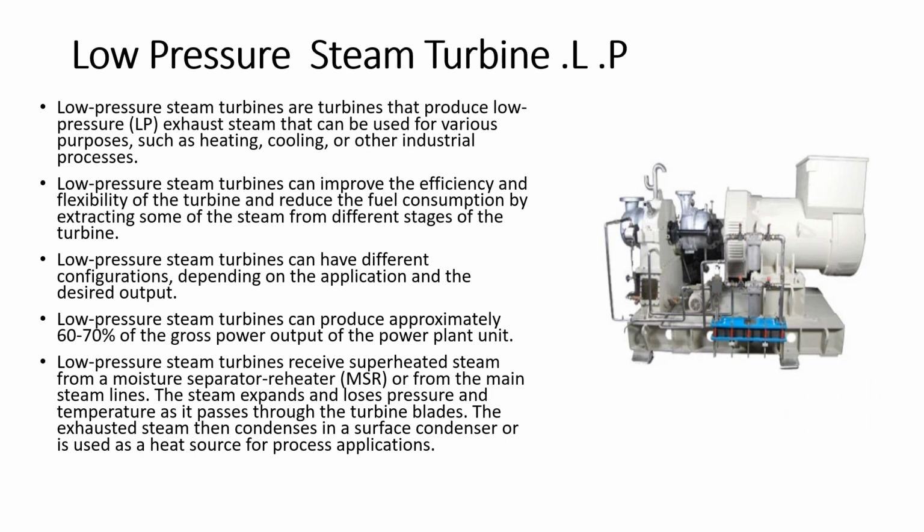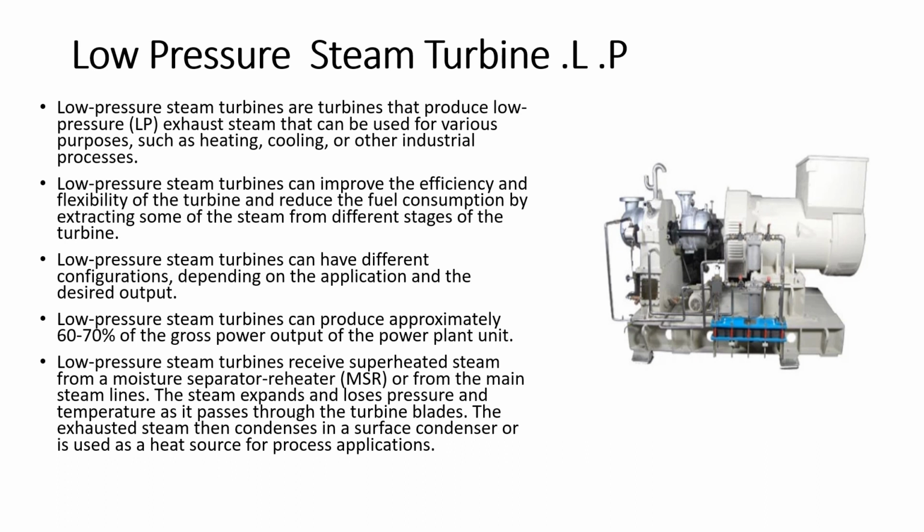Low-pressure steam turbines are turbines that produce low-pressure, LP, exhaust steam that can be used for various purposes, such as heating, cooling, or other industrial processes. Low-pressure steam turbines can improve the efficiency and flexibility of the turbine and reduce the fuel consumption by extracting some of the steam from different stages of the turbine.